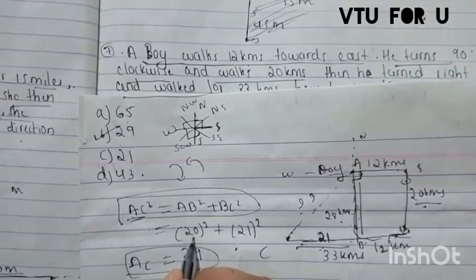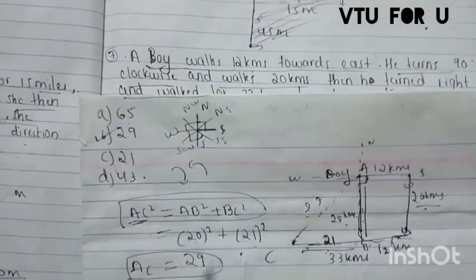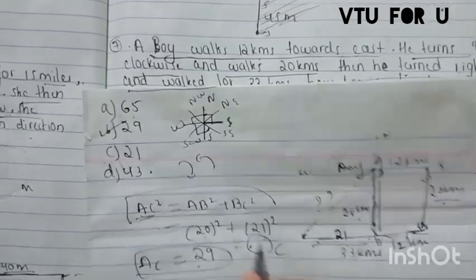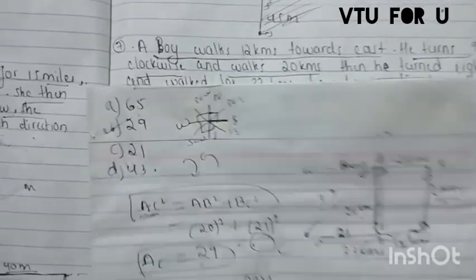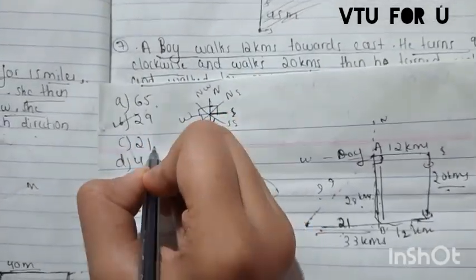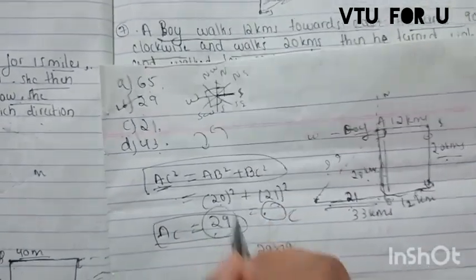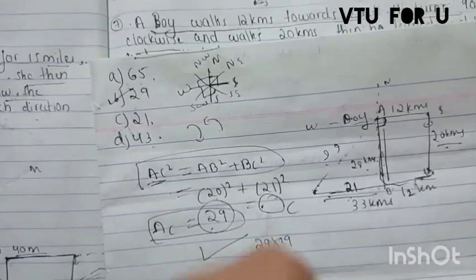Find the square of 20, the square of 21, and apply the root there. You will get 29. Just multiply 29 into 29 and check. There you should get the answer as 29, and the answer will be correct.